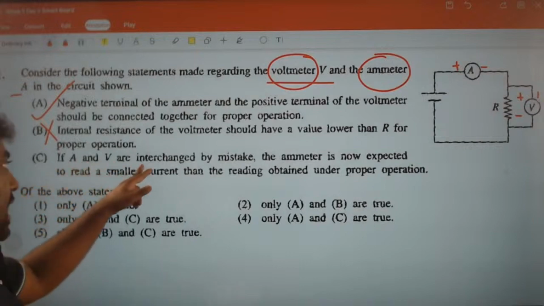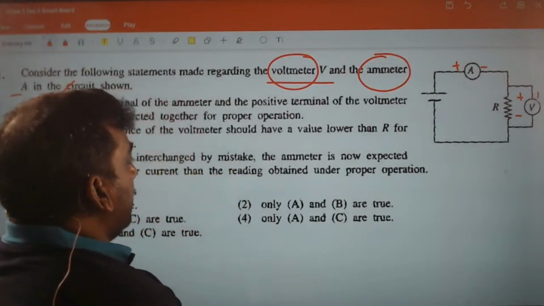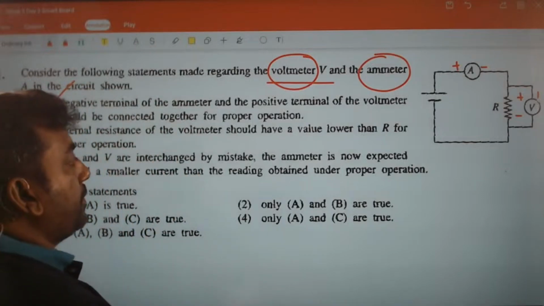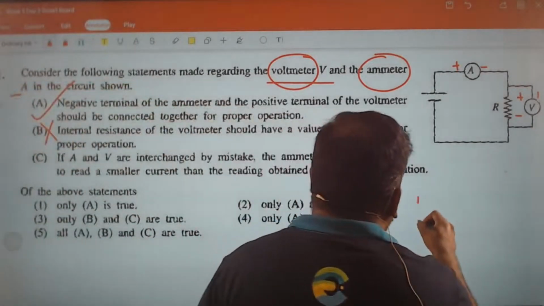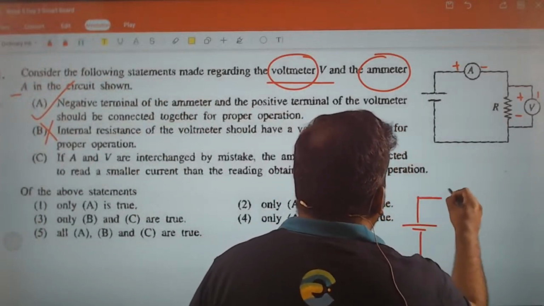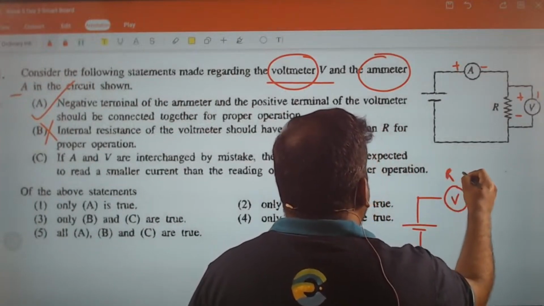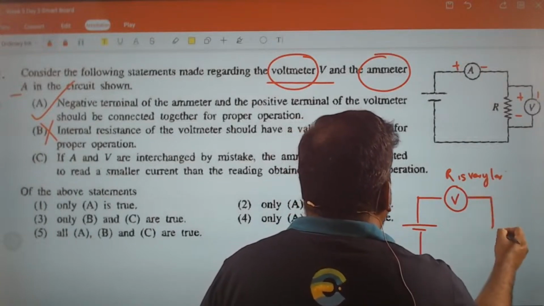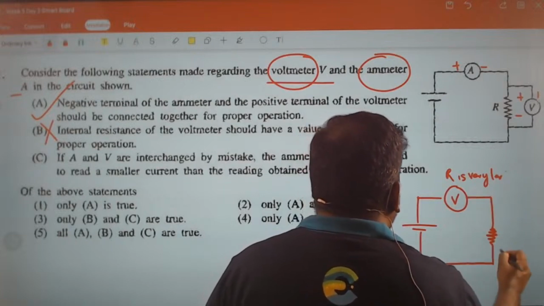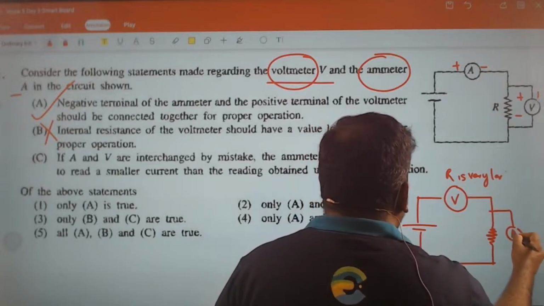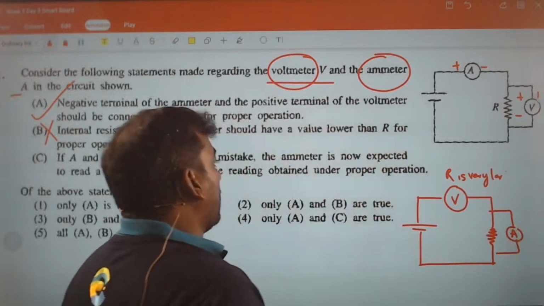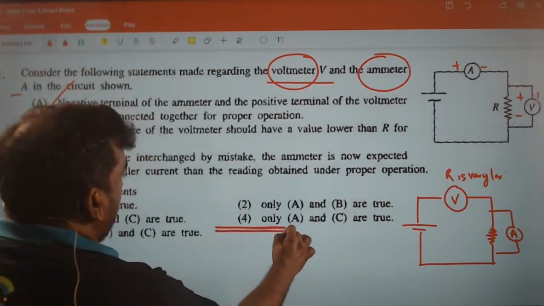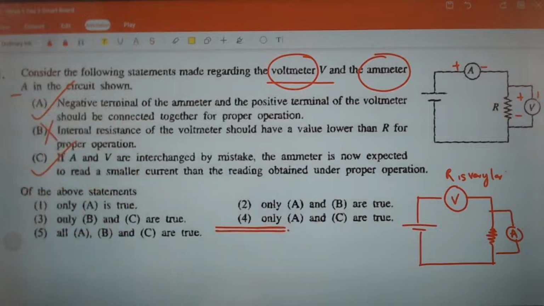If A and B are interchanged by mistake, the ammeter is now expected to read a smaller current than the reading obtained. Right. So if you by mistake put a voltmeter here, voltmeter resistance is very large. Very large means current in the circuit will be small. So ammeter will read a smaller current. So statement C was correct. A and C is correct. Answer number 4.